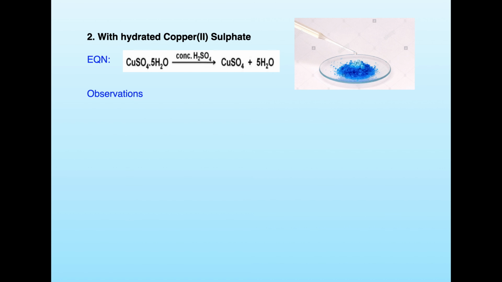With hydrated copper(II) sulfate, which has got water in it, that's its water of crystallization, concentrated sulfuric acid causes that water to be ripped out of the crystals. So you can see as we put it on top of the copper sulfate here, the crystals start to go white. When it loses its water of crystallization, the copper(II) sulfate becomes anhydrous and it turns white. Okay, you can put that in your observations there. It goes from blue to white.